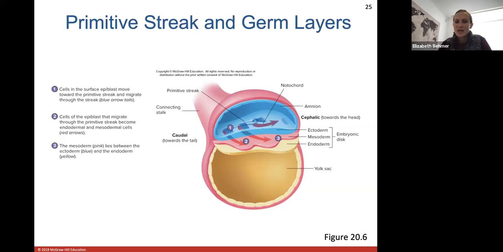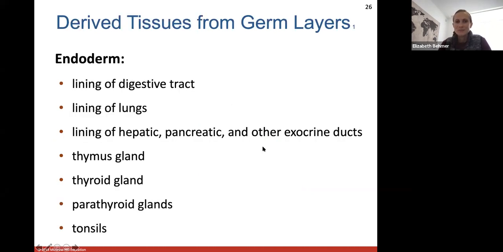And the mesoderm in pink will lie between the ectoderm in blue and the endoderm in yellow. And we'll go over what each germ layer will go on to form. But in general, the ectoderm is forming our nervous system, our nervous layer. So that'll go on to form the brain and spinal cord, with the mesoderm and endoderm kind of forming everything else.